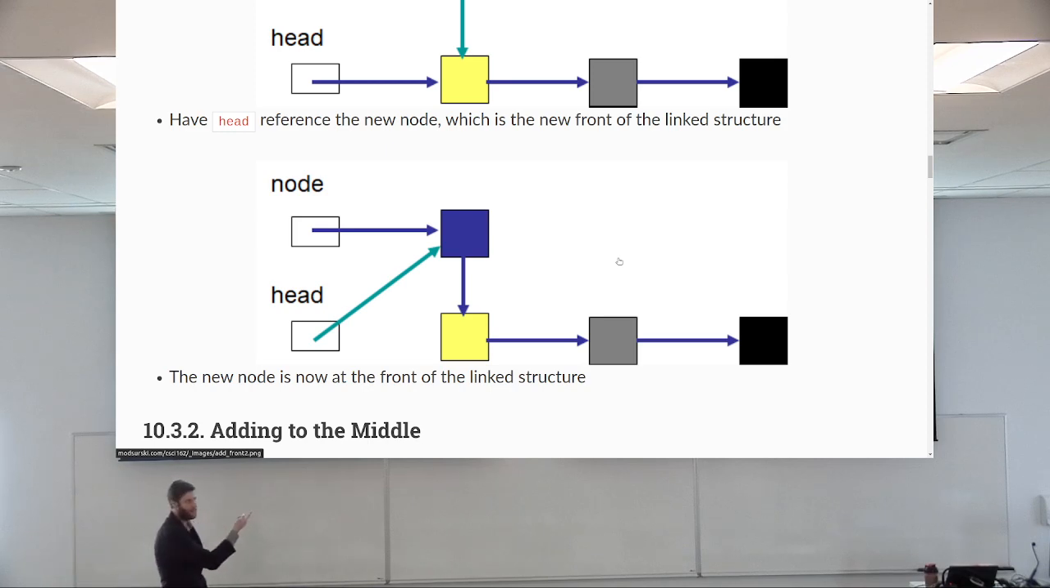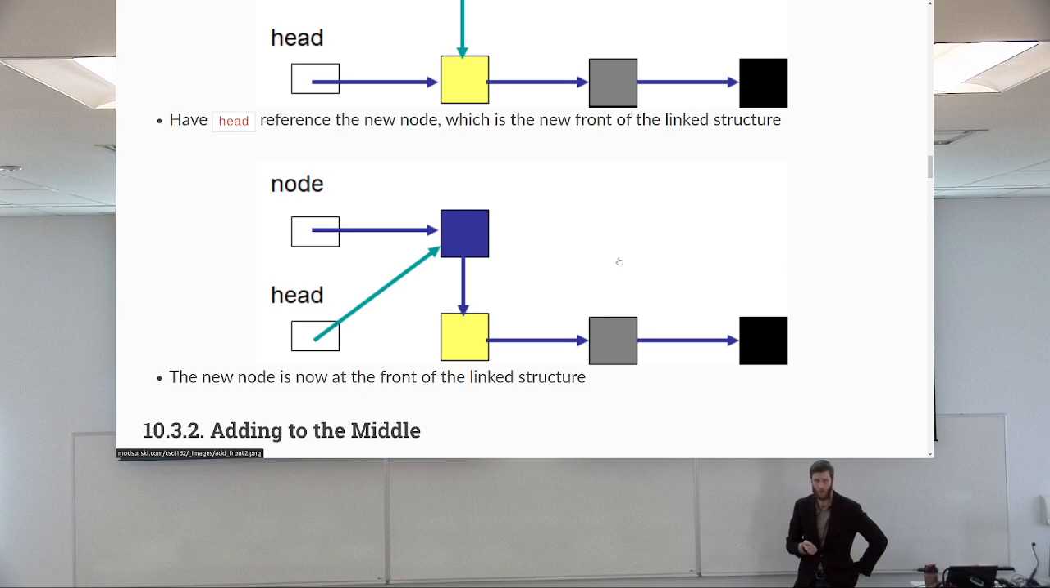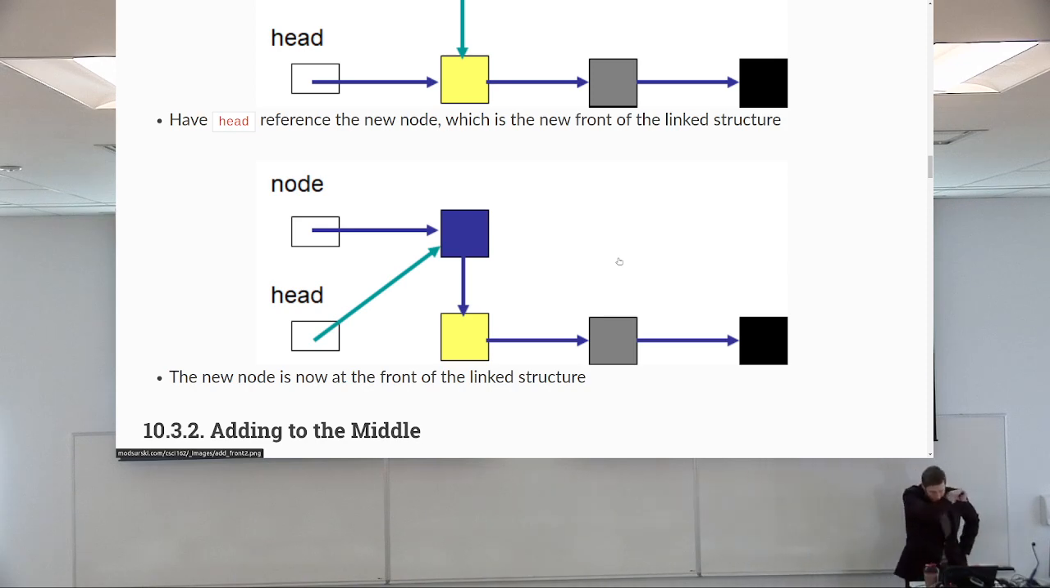Imagine that link structure was 1 billion elements long. I didn't have to move any of those 1 billion things. I just had to update what node's next referenced, and what head referenced. That's it. Actually, not what node referenced, but what node's next referenced. But, yeah. Any questions about that?